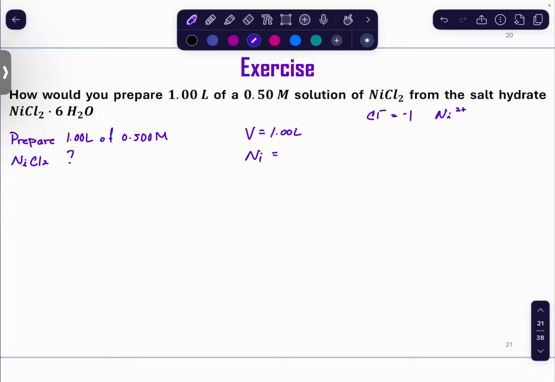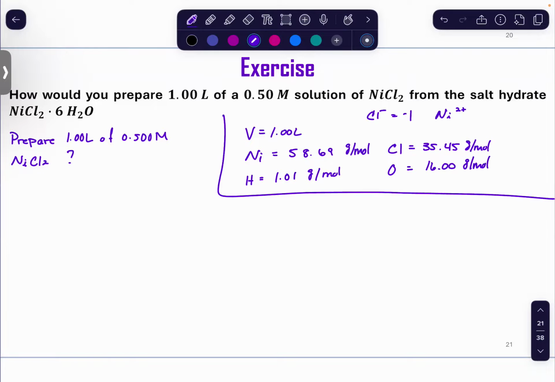Nickel is going to be, look at the periodic table, 58.69 grams per mole. Chlorine, 35.45 grams per mole. Hydrogen, 1.01. And oxygen is 16 grams per mole.